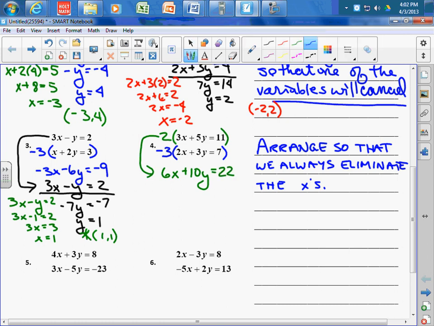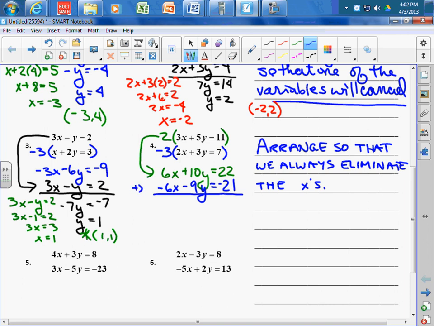Then I'm going to take the bottom row and take negative 3 times 2x, which is negative 6x. And look at that. I now have my x's arranged so that they're going to cancel out. Let's go ahead and finish multiplying out. Negative 3 times 3y is negative 9y. And negative 3 times 7 is negative 21. And that's exactly what I'm looking for. I'm looking for those x's to cancel out.